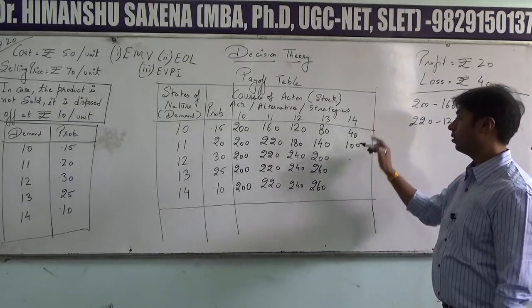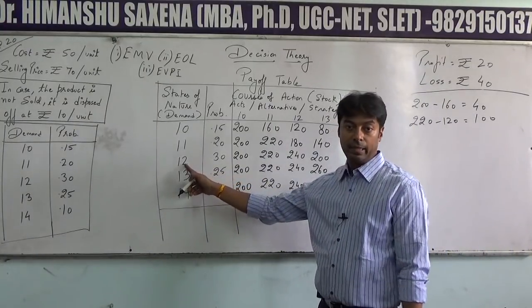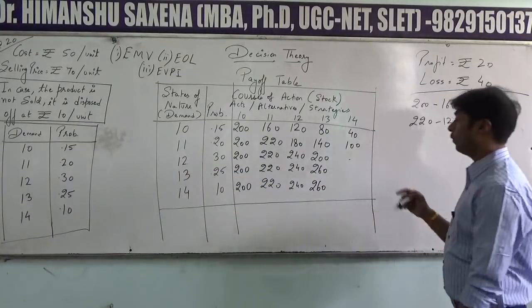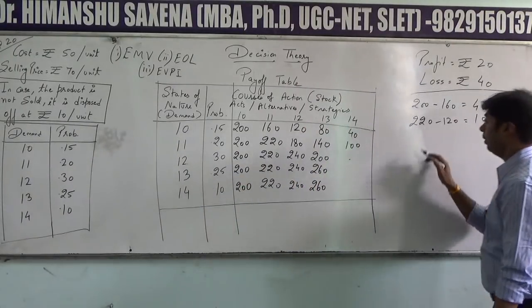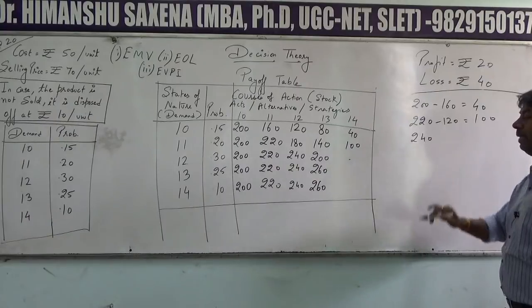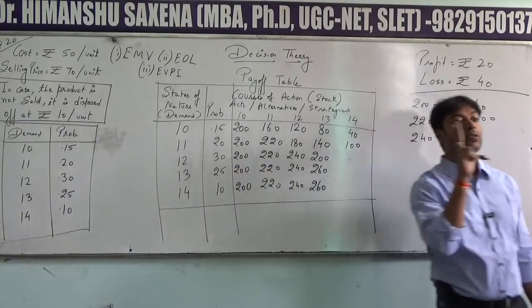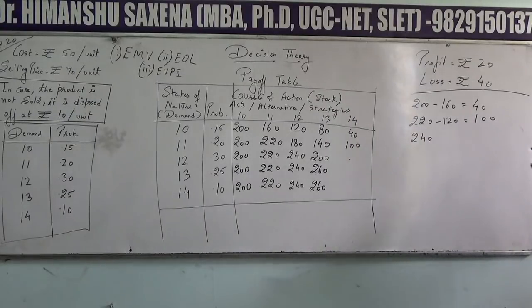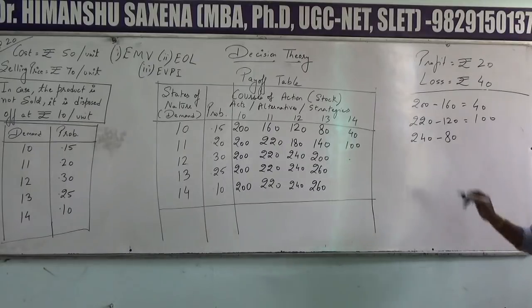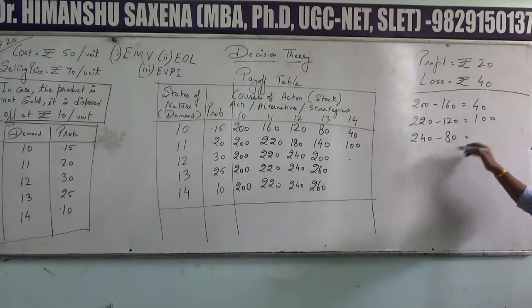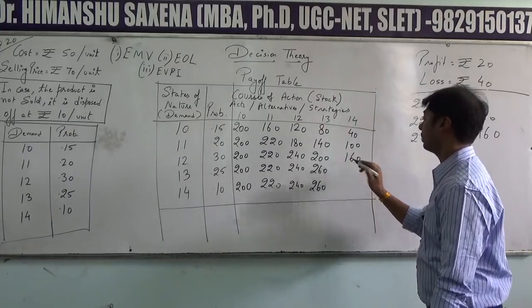Similarly, the stock is 14 and the customer is asking 12. Now from these 14 units, if 12 are gone, so 12 will give you a profit of 240, and from 14, if 12 are gone, you are left with 2 units only. Loss on 1 was 40, loss on 2 units will be 80. So 240 minus 80 will be equal to 160.